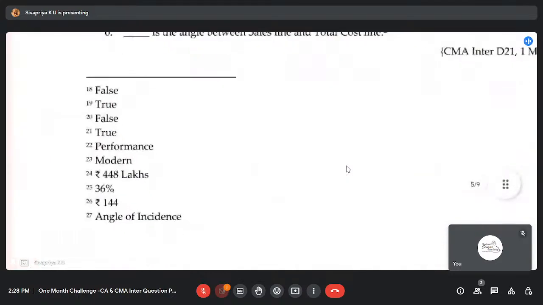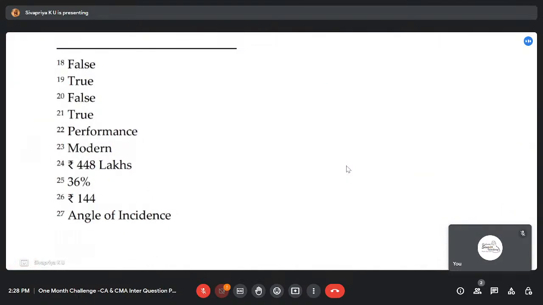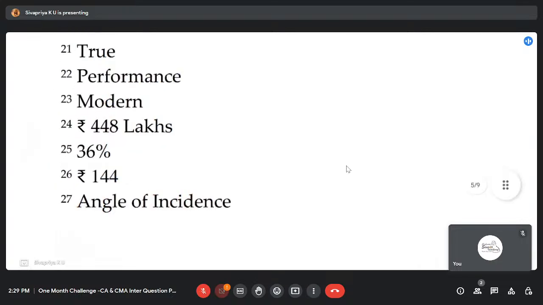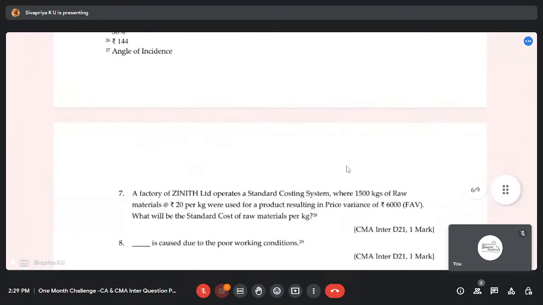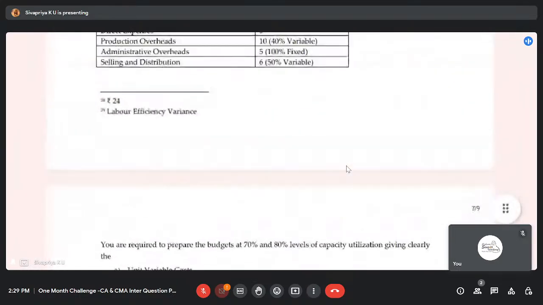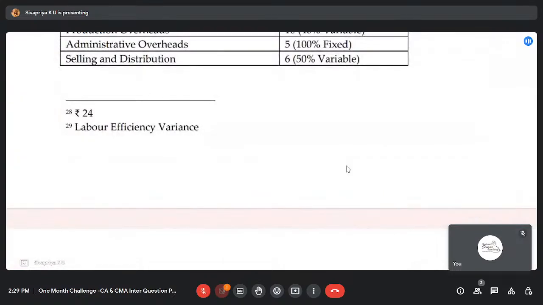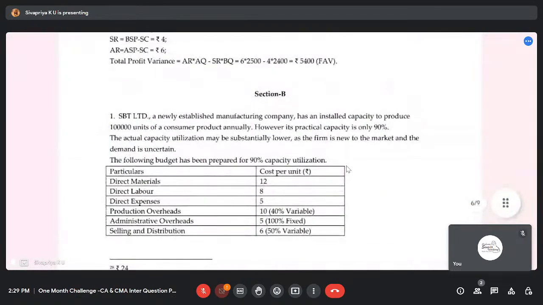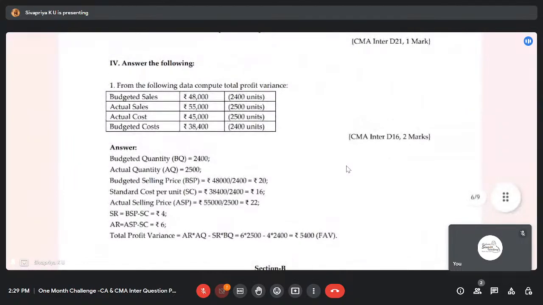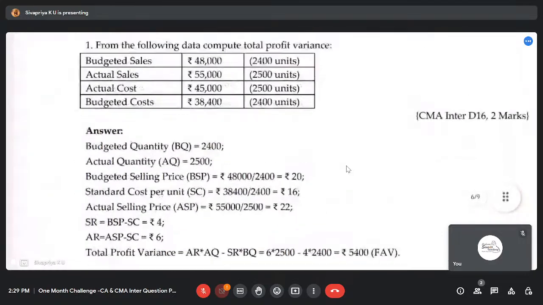For true or false, it is false, true, false, true. And for the fill in the blanks, performance, then modern tool, 448 lakhs, 36%, rupees 144, and angle of incidence, and then rupees 24. Then labor efficiency variance. Answer the following question. Total profit variance will be 5,400 favorable.